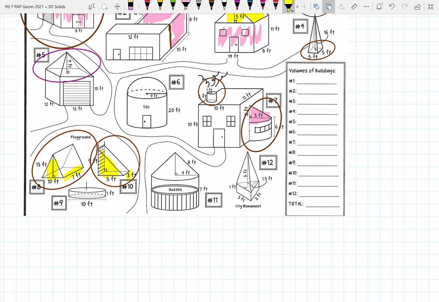The swimming pool, no, that's not a swimming pool, that's a merry-go-round, I guess. Not sure what that is either, but it's in the playground. Might be a swimming pool, might be a merry-go-round, but that is a cylinder. For building 11, the gazebo is a cylinder with a cone on top of it. And number 12 is a triangular prism, and now it's actually sitting on its base with a triangular pyramid sitting on top of it. So hopefully that clarifies just a little bit. All right. And again, the answers are in Canvas.